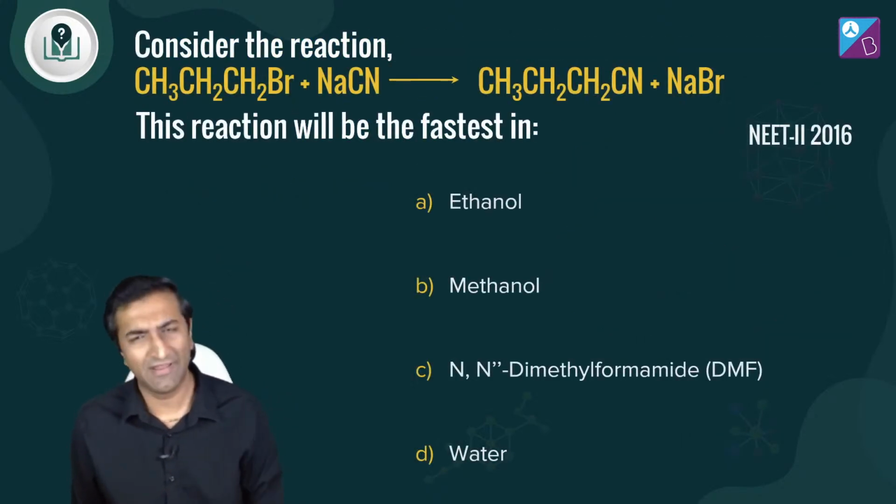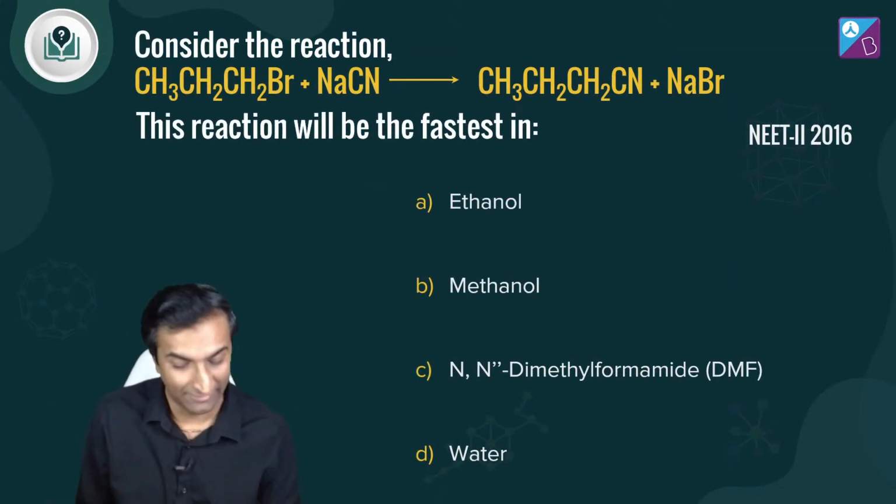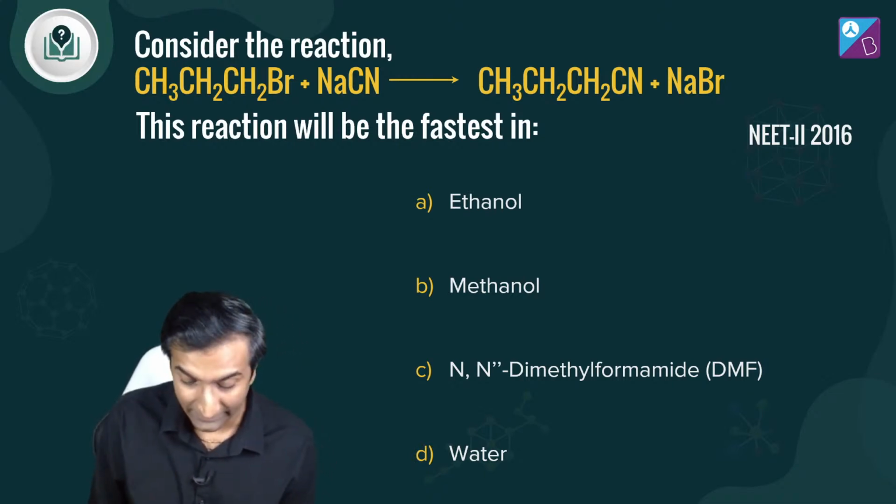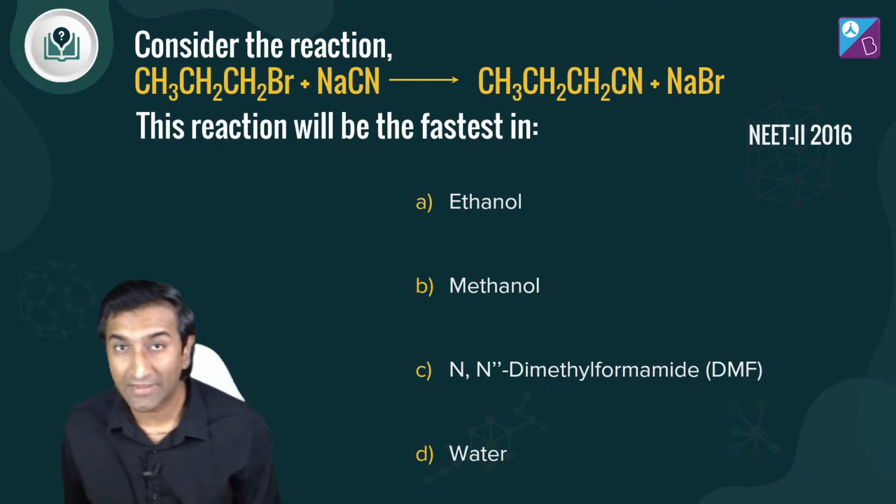All right. अगला सवाल ये वाला स्ट्रेट फॉरवर्ड है. स्ट्रेट फॉरवर्ड मतलब ठीक है. Now we're back to NEET level. Consider the reaction CH3CH2CH2Br plus NaCN gives you this. This reaction will be fastest in.